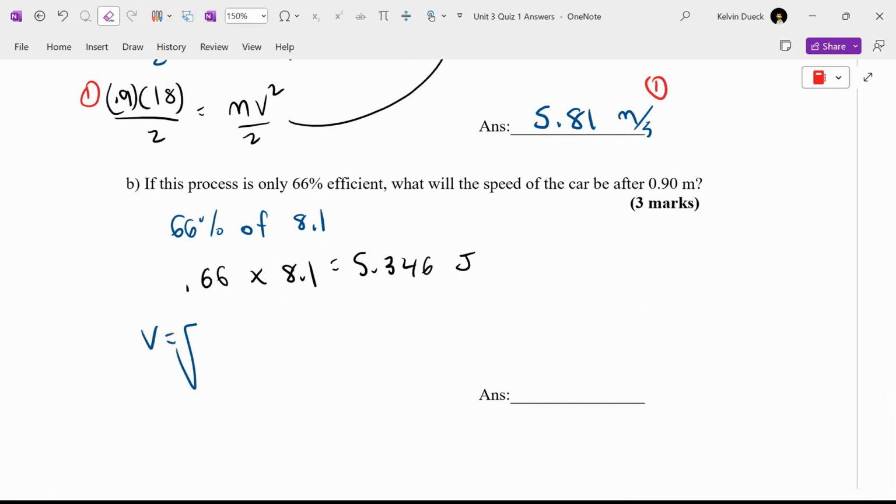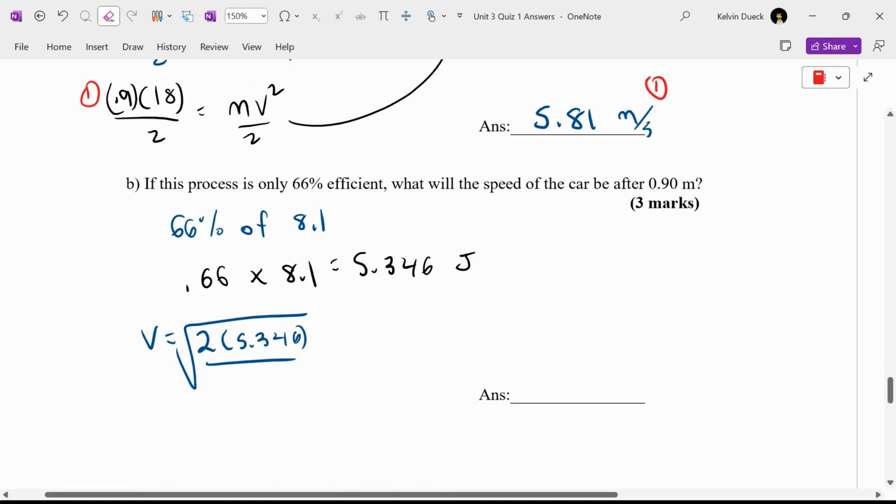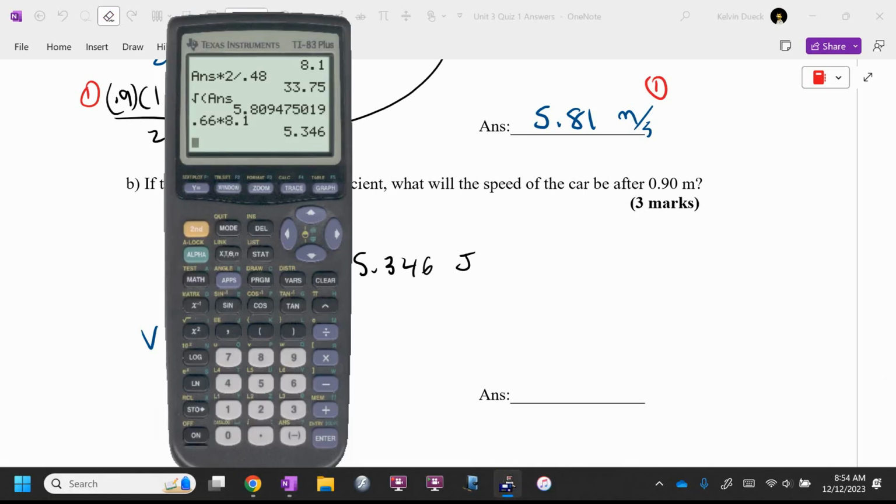V is going to be the square root of 2 times 5.346 divided by 0.48. In fact, if I'm lucky, let's just do it this way. 2 times answer button divided by 0.48. I was going to see if I could backspace and get there, but whatever. 4.72, is that correct?